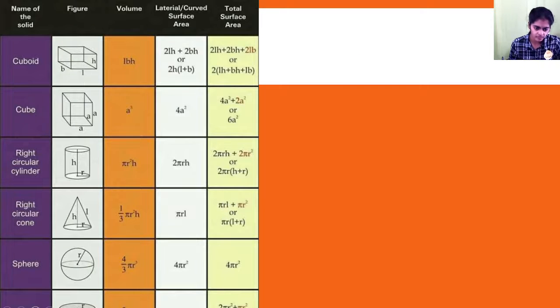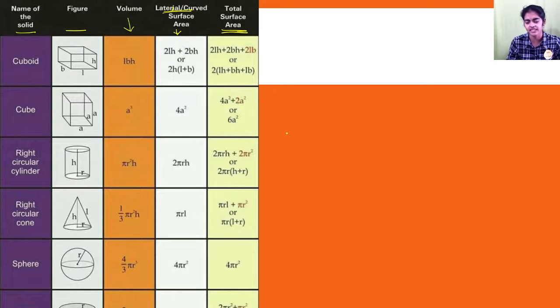Coming to the formulae, as I told you, we are going to talk about cube, cuboid, cylinder, cone, sphere and hemisphere, which are important for your 10th class now. So this is the name of the solid figure, and the volume, lateral surface area or curved surface area. I told you both are same, and then you have TSA, total surface area. So let's see how we can do that.